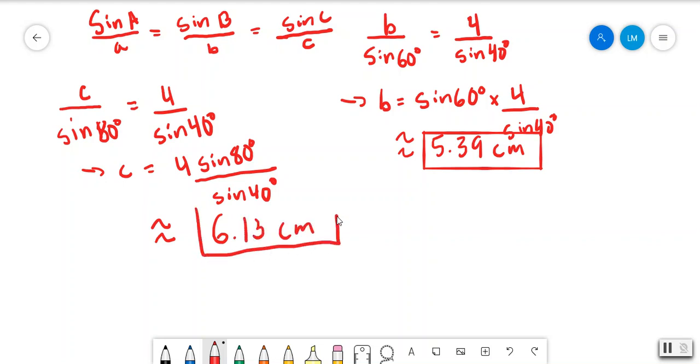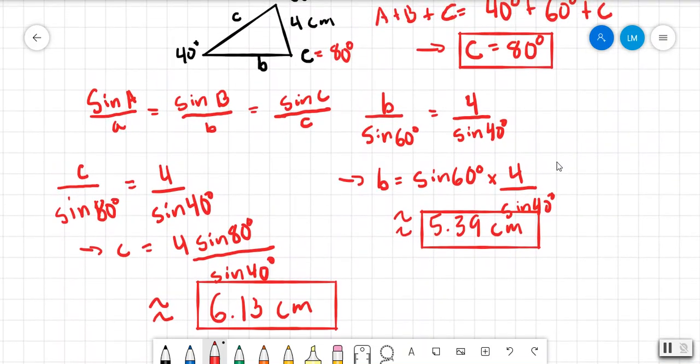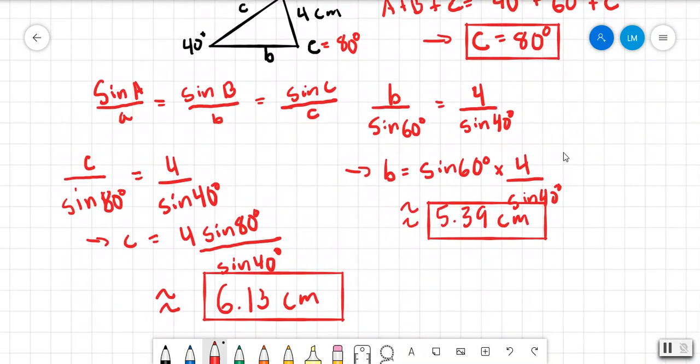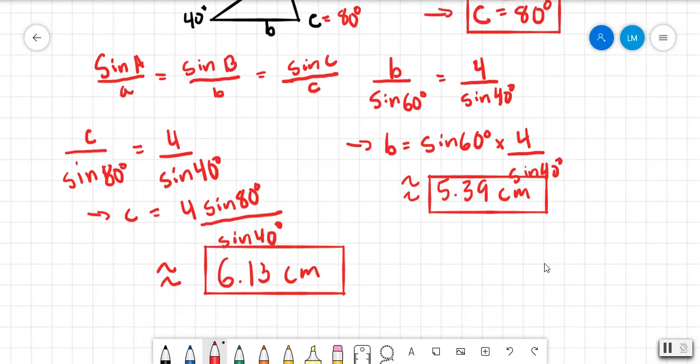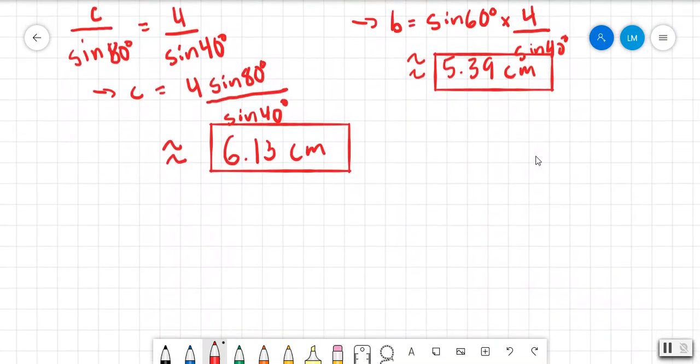So we have our answer, essentially, or answers for that matter. 6.13 centimeters for C, 5.39 for B, and then we mentioned that the angle measure that we got was 80 degrees. So usually we'll try to find all of those bits of information.